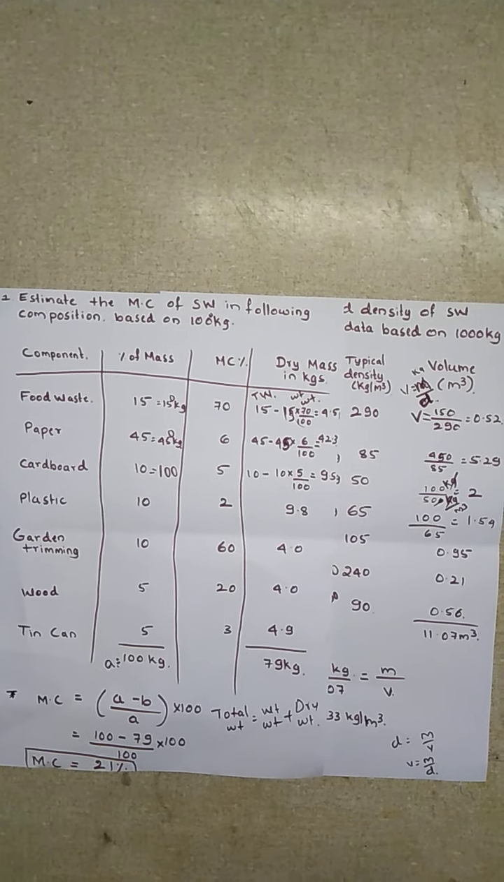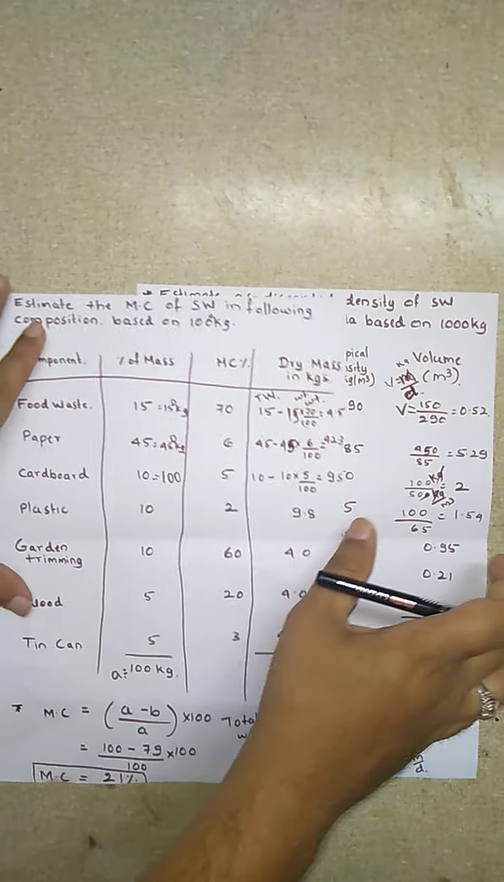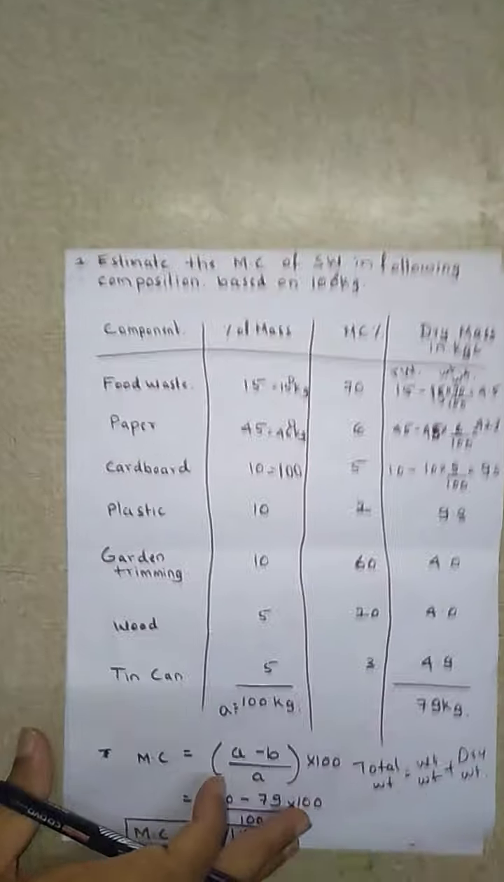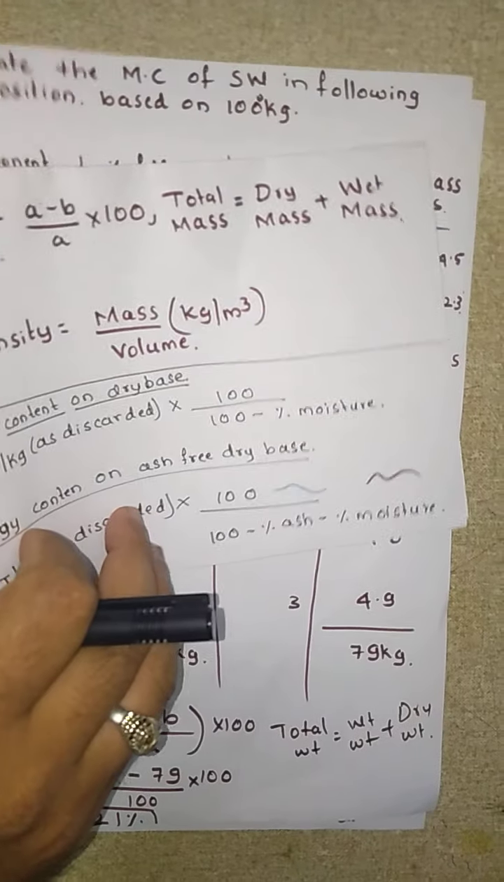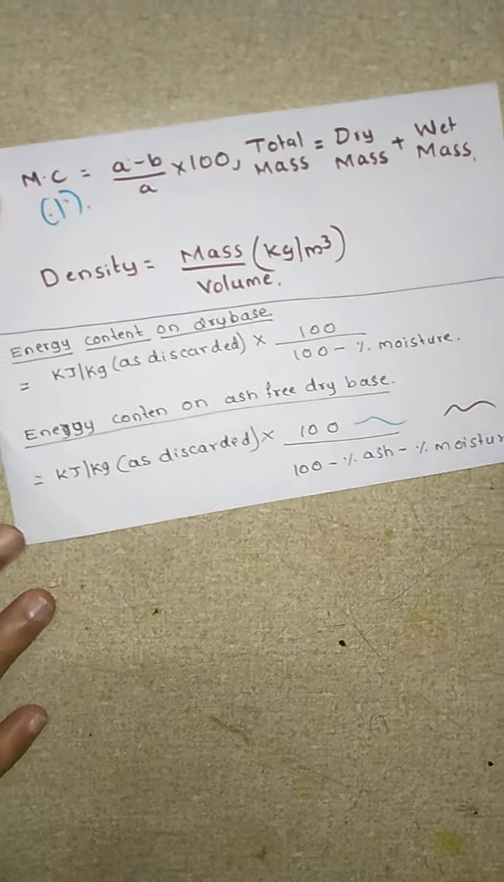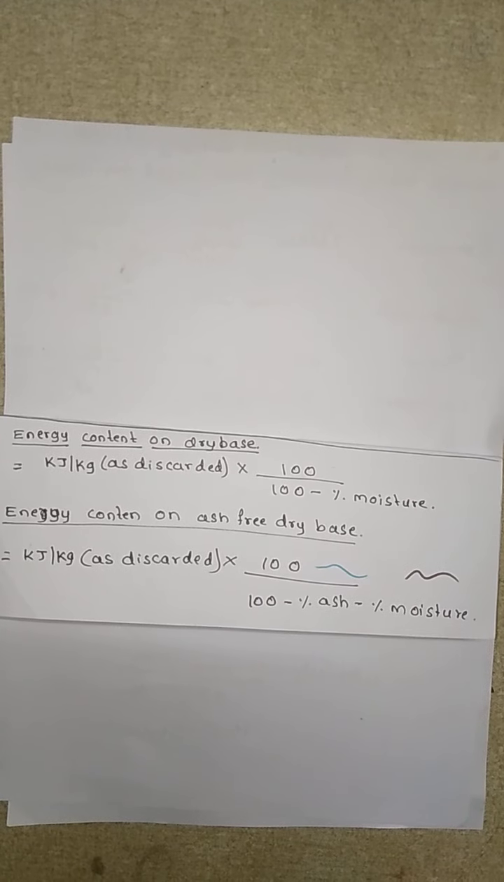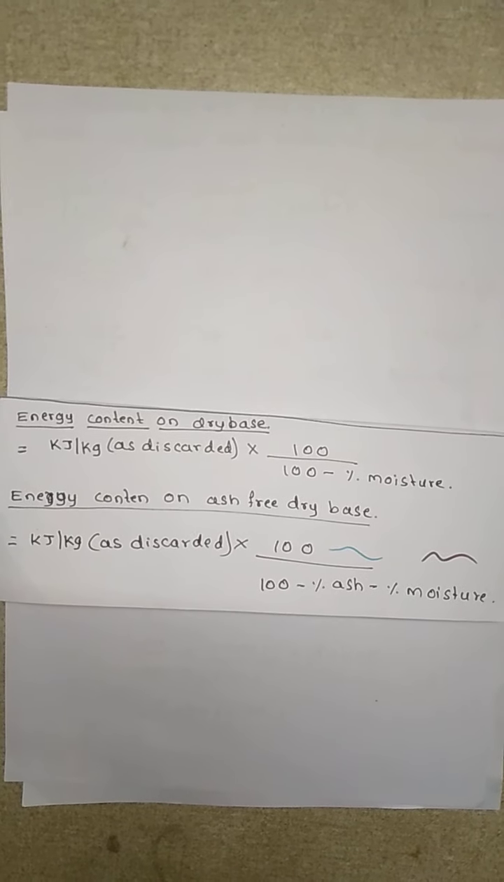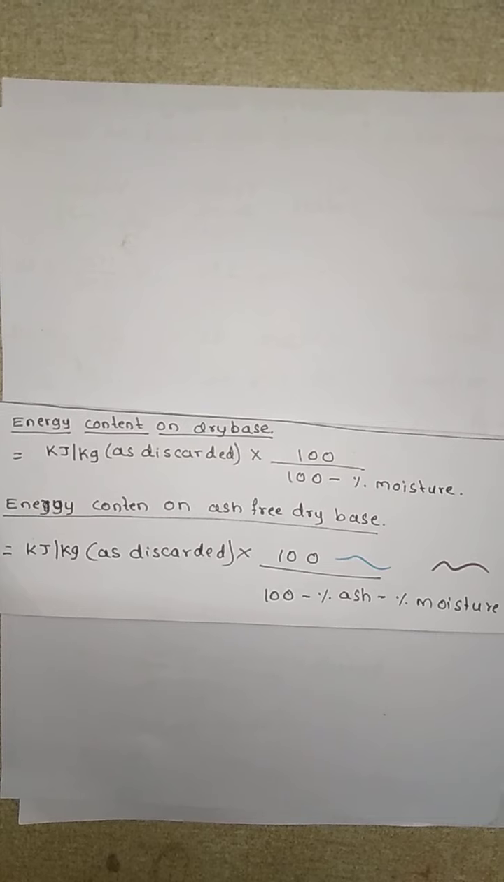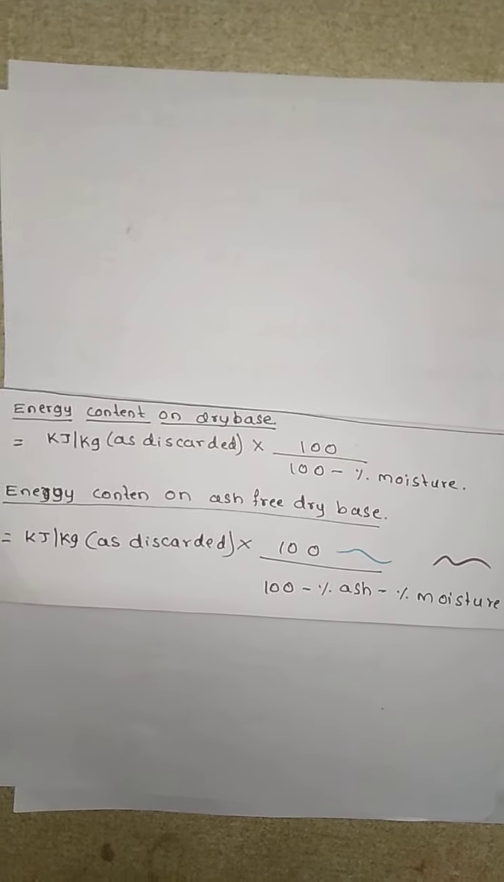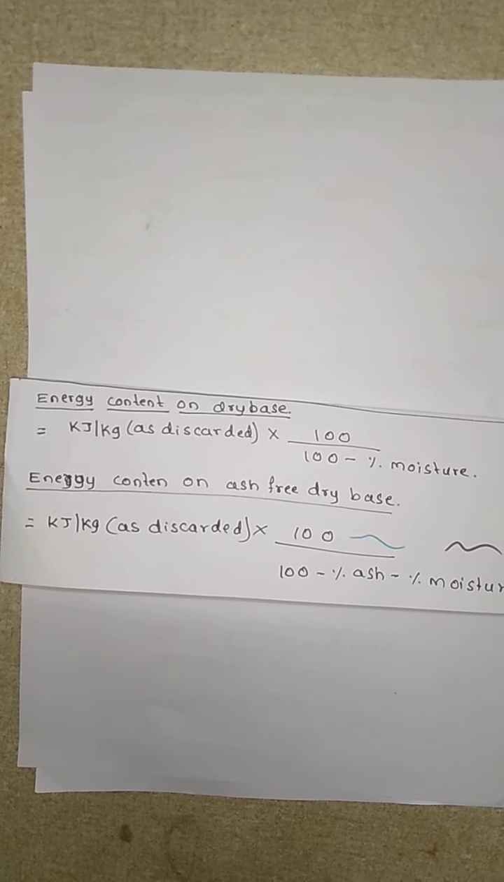Now in today's class we will be concentrating on the energy content. Today we are going to solve the problem on chemical characteristics. That is, we are going to determine the energy content on dry basis, and determine the energy content on ash free dry basis. They may ask you this in the problem.